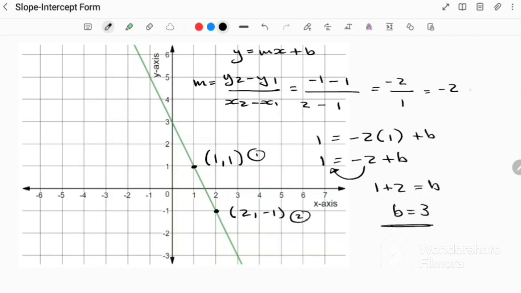So we have a b and we have an m, and we can write the slope-intercept form of the equation of this line, which is y is equal to our m, negative 2, x plus our b, 3. And this is the equation of this line in slope-intercept form.